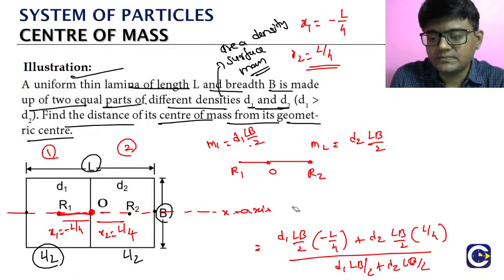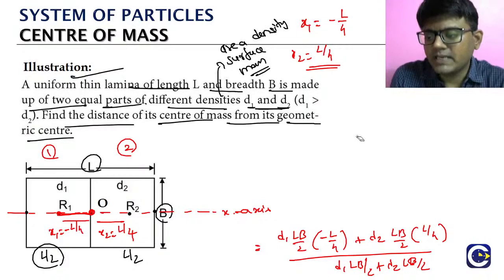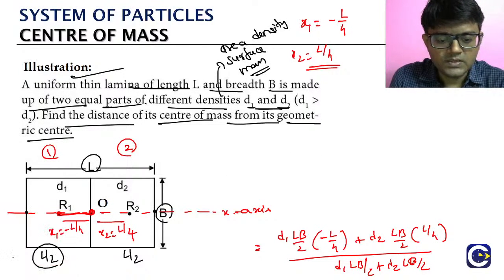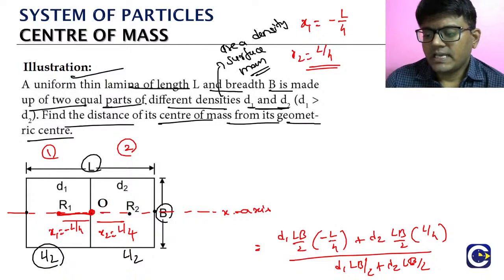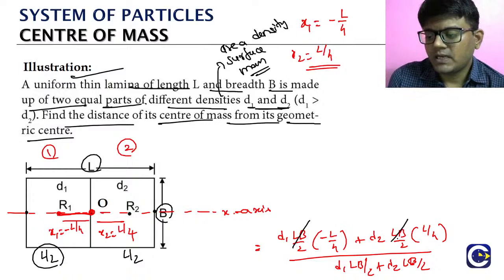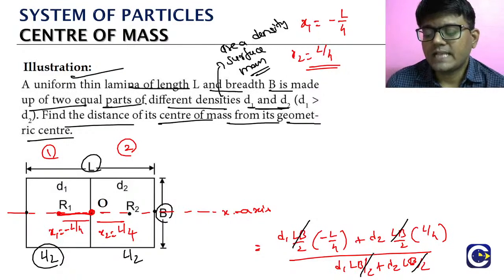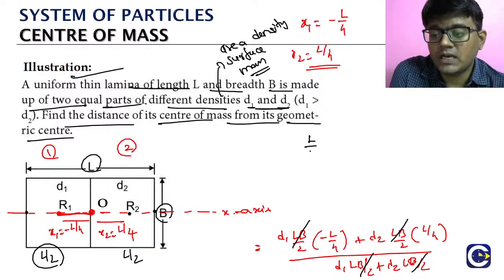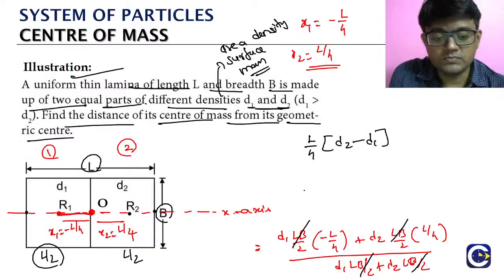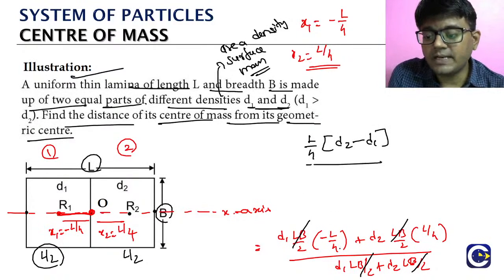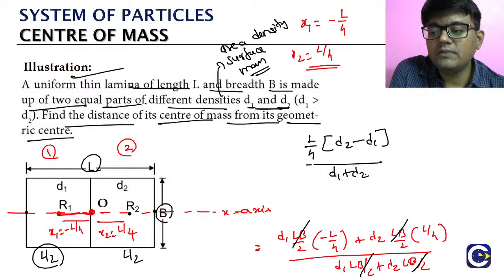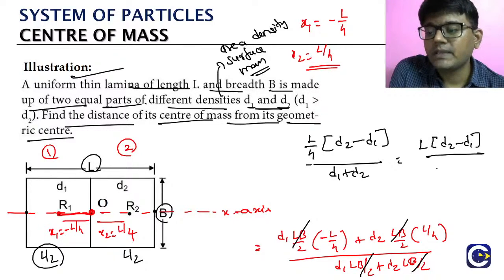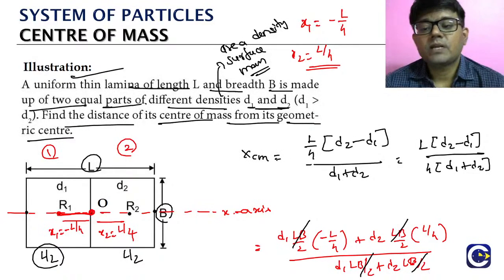After this, what is required is simplification. See how it simplifies. First, what can we cancel? lb by 2 we can cancel, since it appears in the numerator and the denominator. After canceling, in the numerator we can take l by 4 common out. Taking l by 4 common, we get d2 minus d1, divided by the denominator d1 plus d2. So it is l into (d2 minus d1) by 4 into (d1 plus d2). This is the x coordinate of the center of mass.